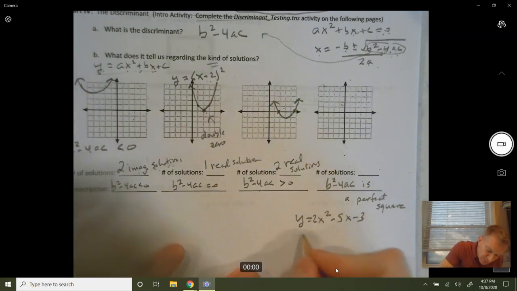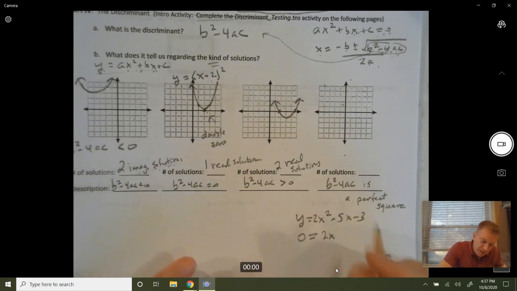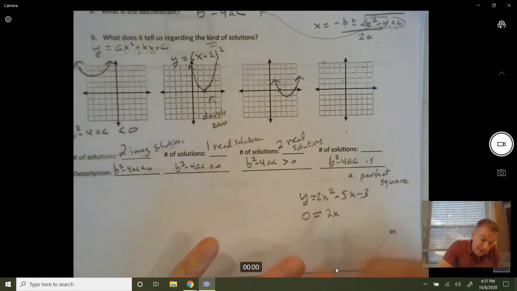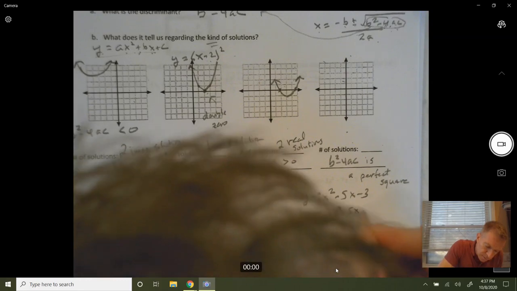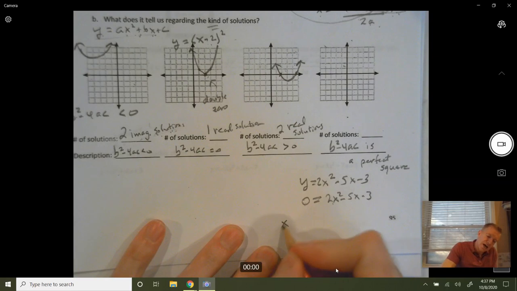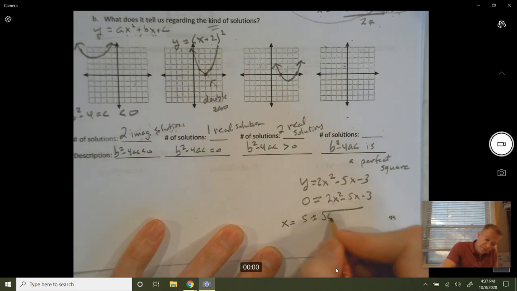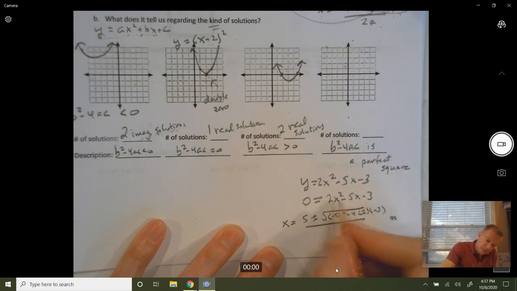Or if I set this equal to 0, setting y equal to 0, I'm solving for my x-intercepts, okay? Which means I'm solving this equation, so the solutions to this equation. Okay, oh, my head got in the way. So x equals opposite of b, so 5 plus or minus the square root of b squared. So negative 5 squared minus 4ac times 2 times negative 3 over 2a. So 2 times 2 over 4.